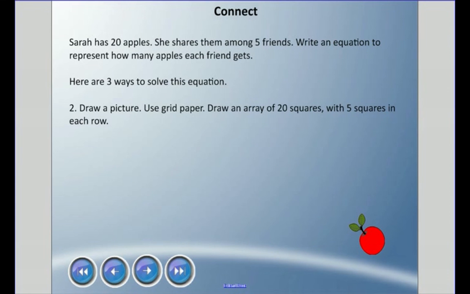apples. Our second way to solve this equation is to draw a picture. So we can use something called grid paper, and maybe we can draw an array of 20 squares with 5 squares in each row. So I have some grid paper here. Okay, so we're going to draw 5 across, because there's 5 friends. And now if I go down one row, that's how many squares? 1, 2, 3, 4, 5. Remember, that's only 5 apples.